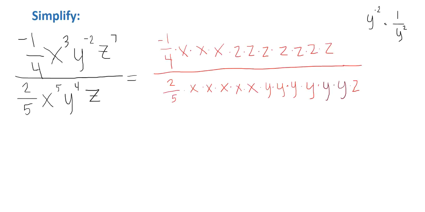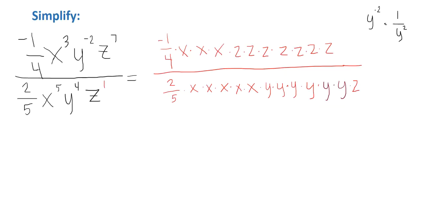So here we can see the expanded version. On the top, the x to the third is x times x times x. The y to the negative 2 is now y to the positive 2, but it has moved to the bottom. And that is here. I used a different color to highlight those. Then z to the 7th, and so we have 7 z's. And on the bottom, x to the 5th, and then y to the 4th, and times z, which is the same as z to the 1 power.